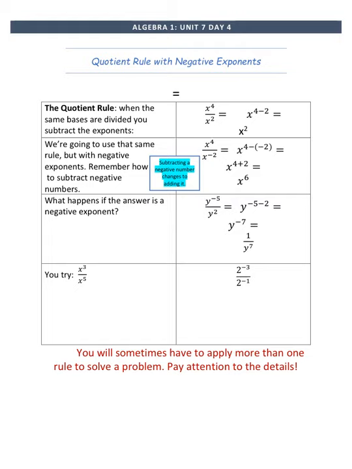We did the quotient rule with negative exponents. Now we're going to do the product rule.